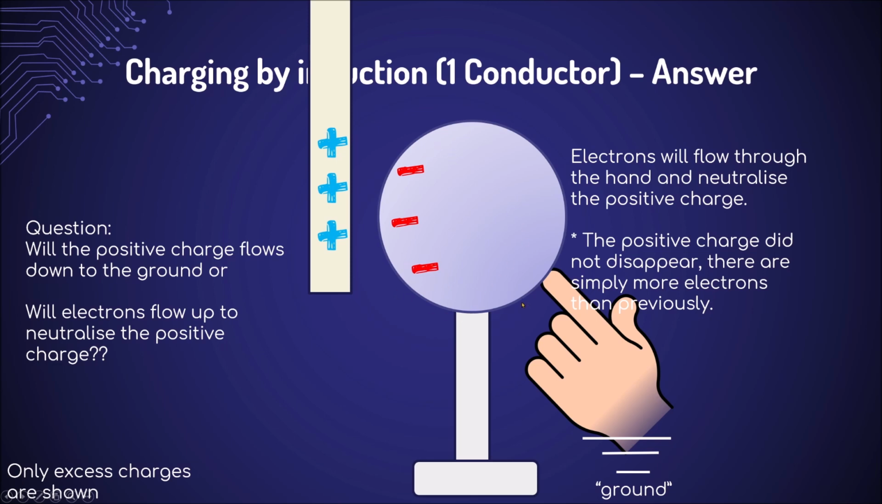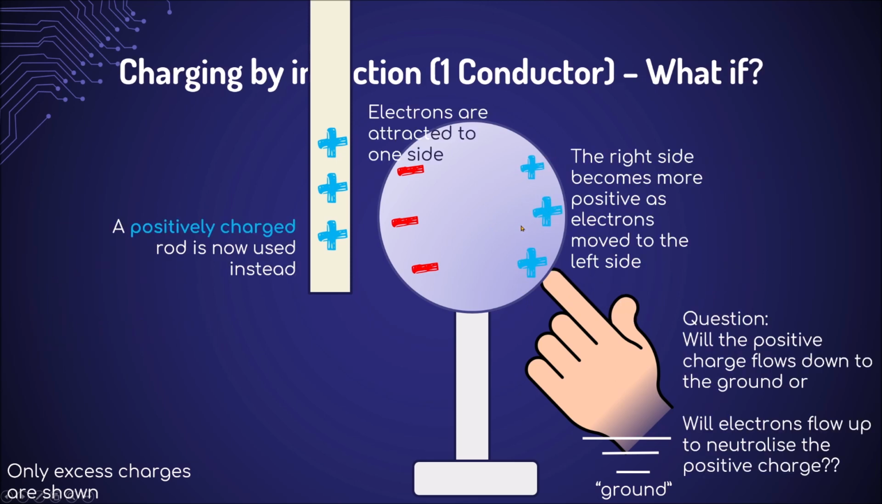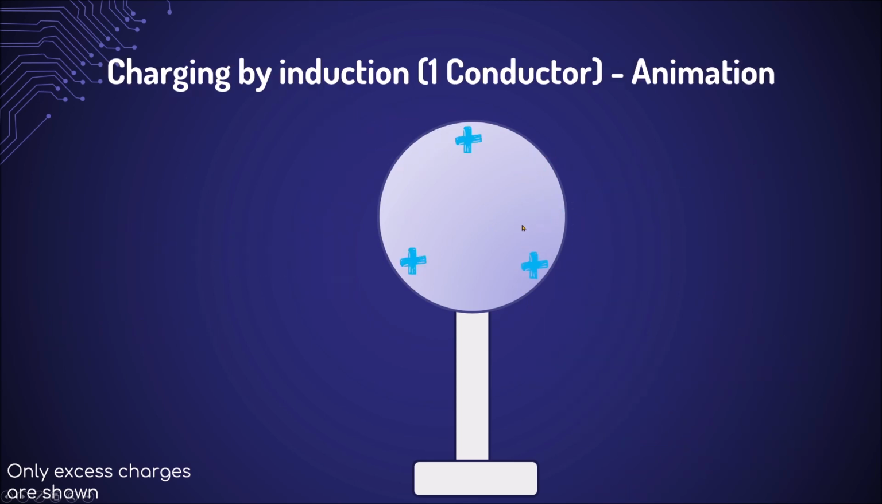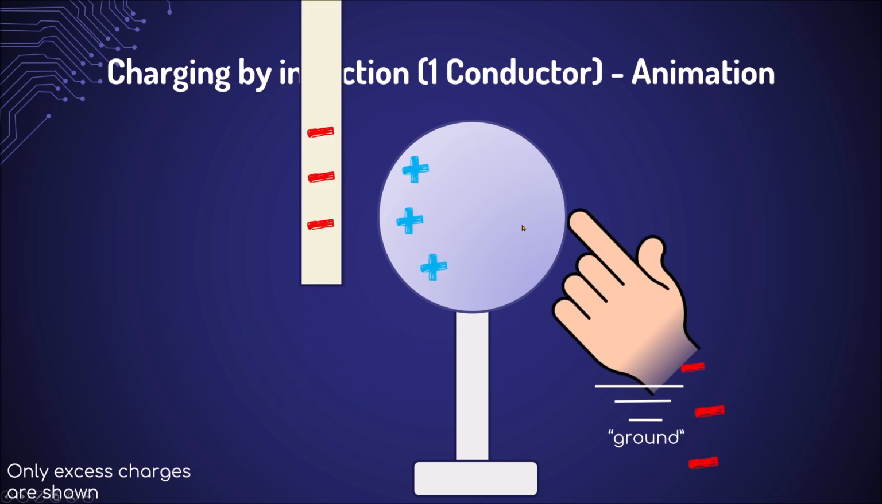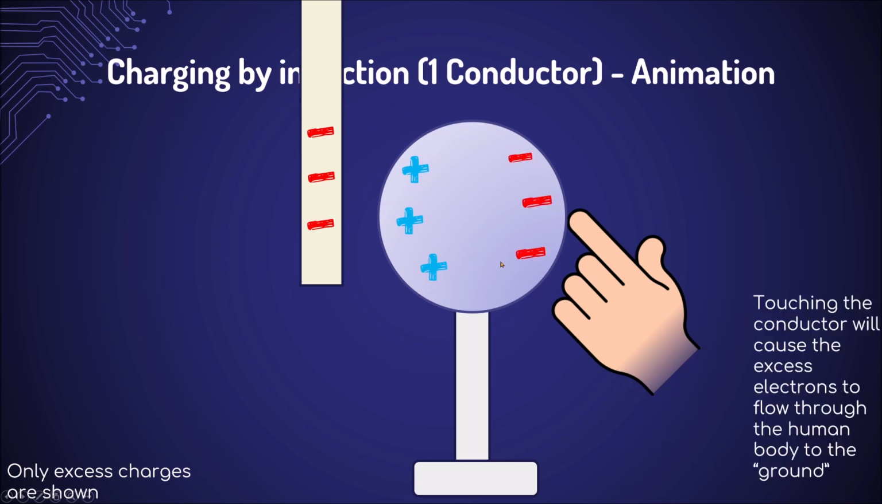So in this case, the electrons will flow to neutralize the positive charge, and in the previous one, when I have this process, if my hand is touching here, or it doesn't matter, it's touching here, the electrons will still flow away to the ground. Yeah, so hopefully that explains how we can charge by induction using one conductor.